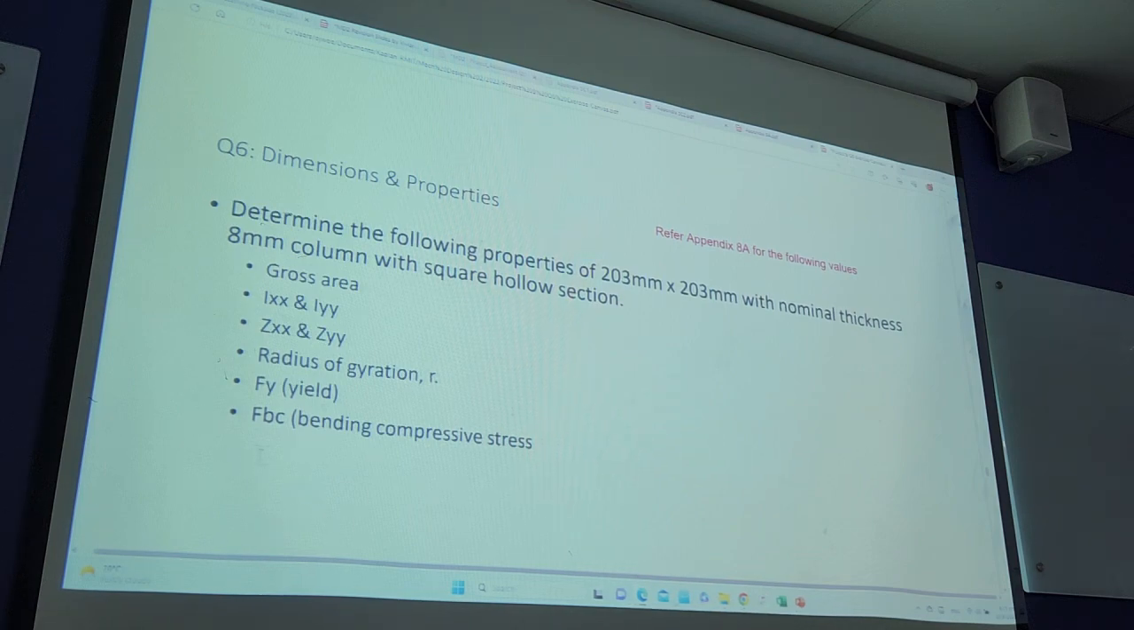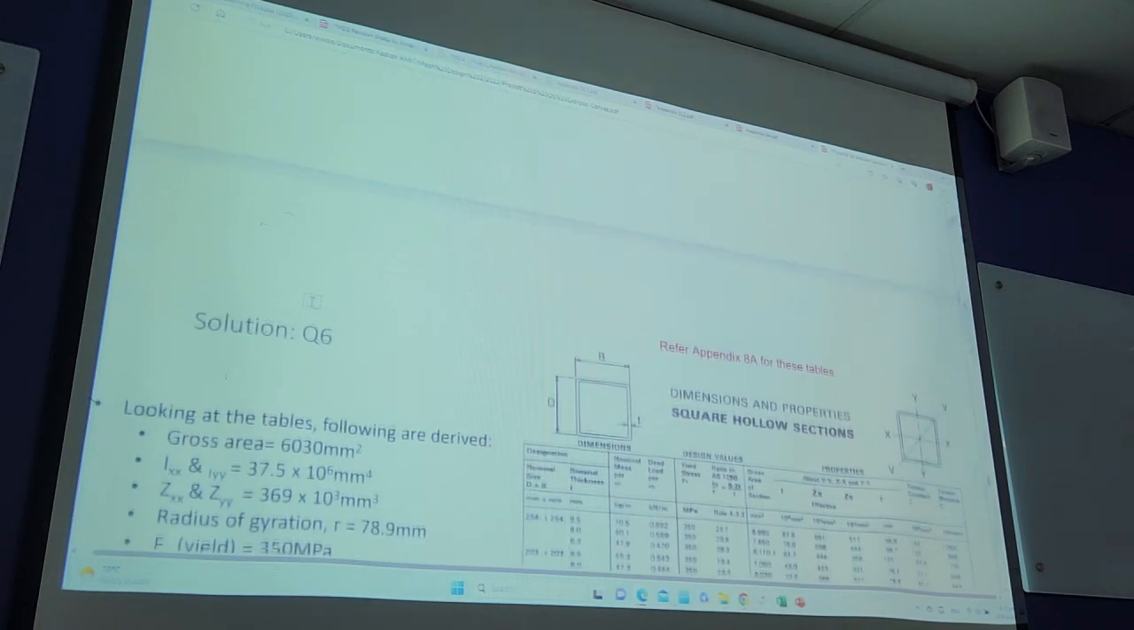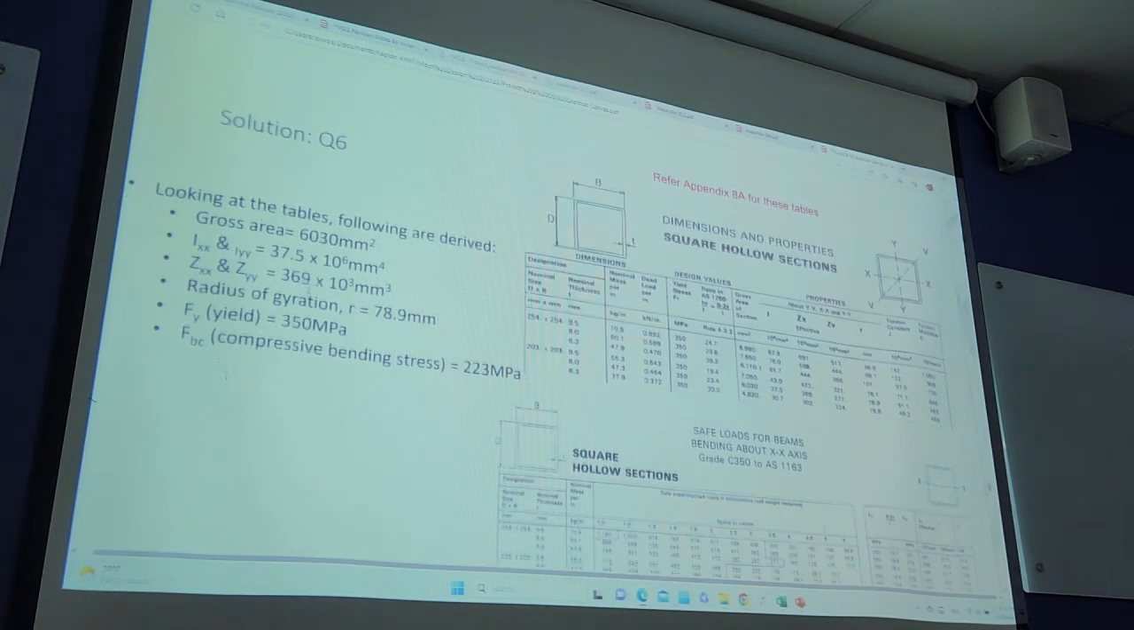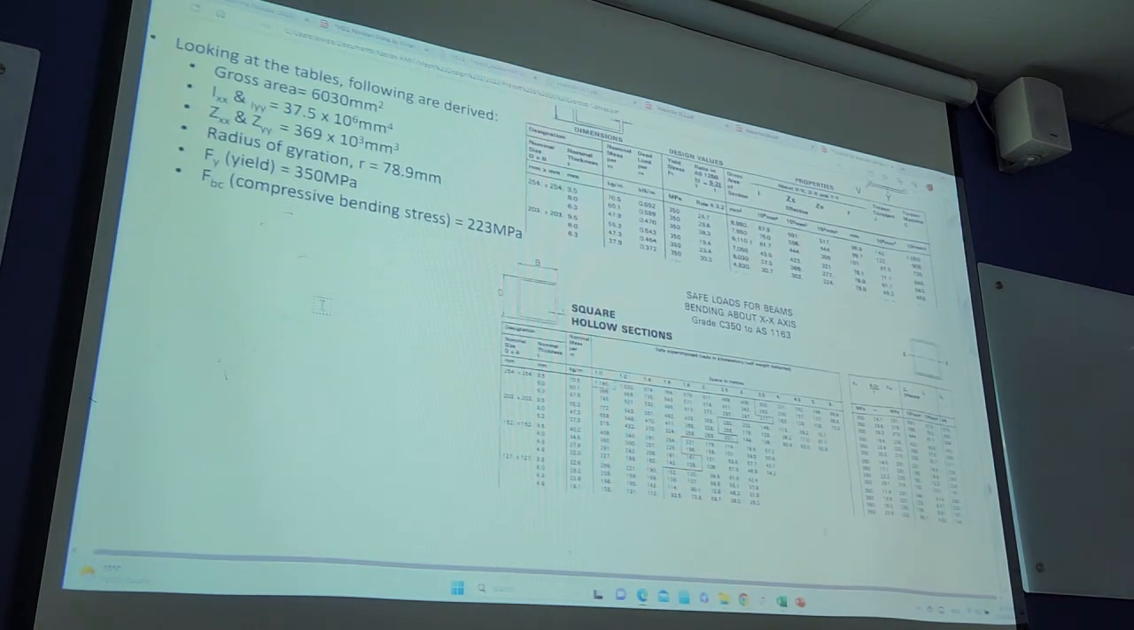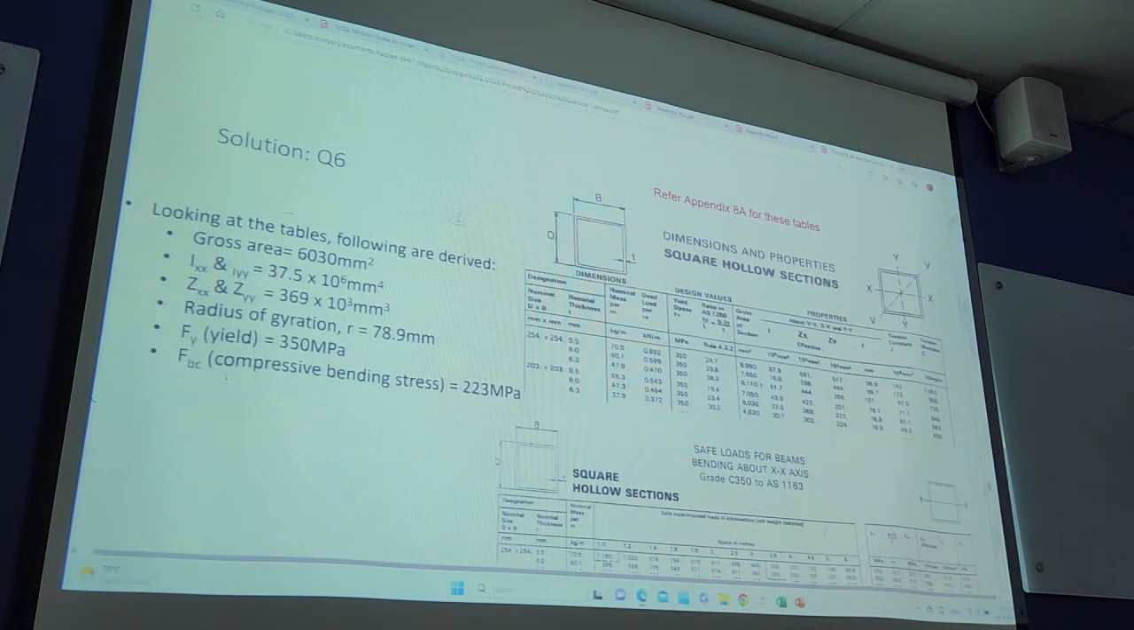Alright, so let us look at the solution here. Okay, so how to familiarize ourselves? We look at this 203, 8 mm. Your I is actually here, 37.5. And you must know the unit: 10 power of 6 mm power of 4. So you have to follow this unit.